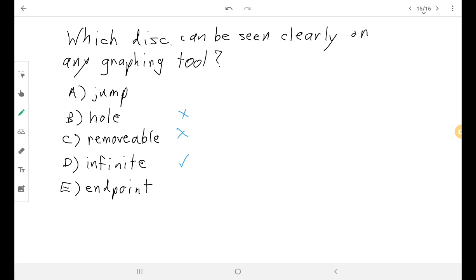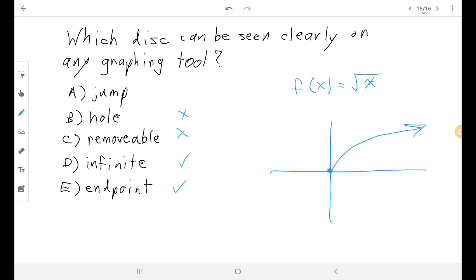So absolutely. Endpoints. Endpoints are really kind of strange things that, for example, if I was creating the graph for f of x equals square root of x, and I'm only concerned about a real graph, it has to actually start at 0, 0, and then it winds up looking like that. So that's an endpoint, and you should be able to see an endpoint pretty well.